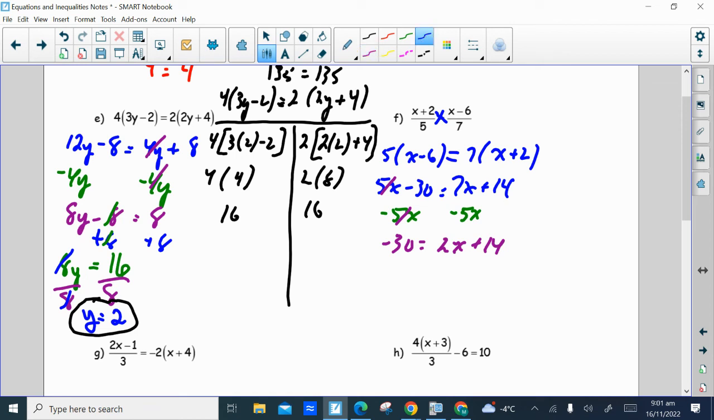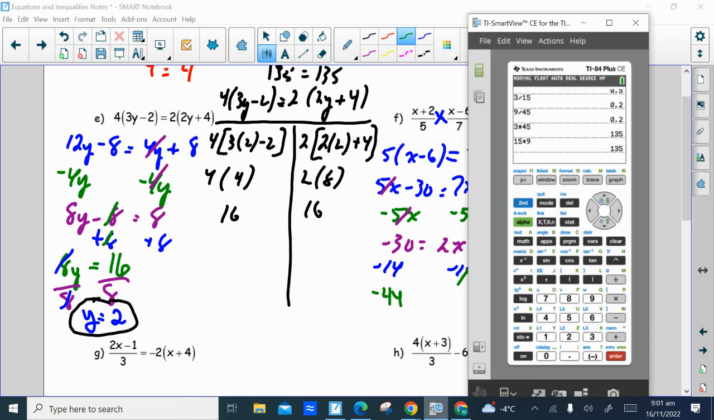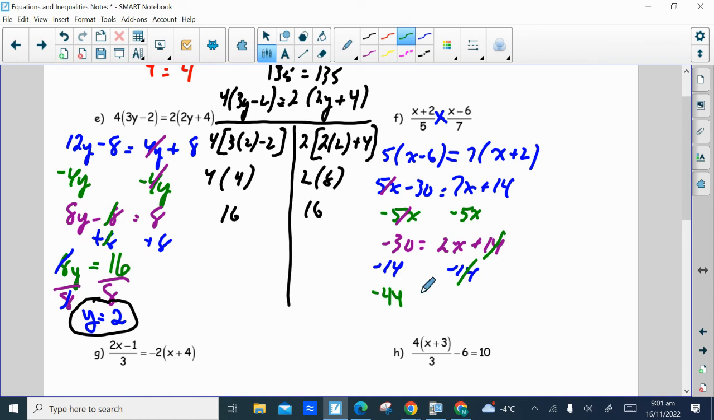Now what, Charlie? Yep, good. And again, you need to be careful here because on the left side, it's negative 30. Negative 30 take away 14 is negative 44. And we've said this before, you might use your calculator to help you. Negative 30 take away 14 gives you the negative 44. And we're left with 2x on the right side.